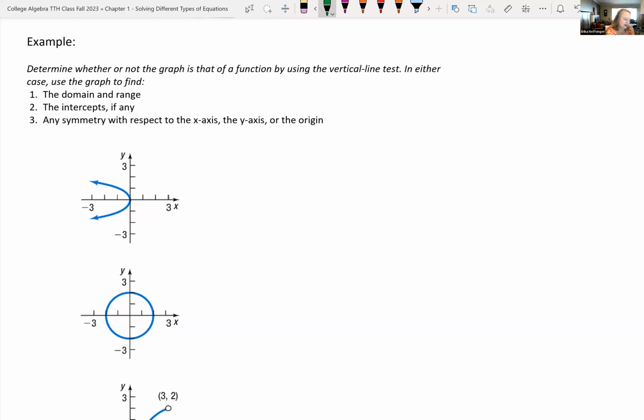Well, here's a scenario where I draw one vertical line and it's intersecting the graph more than 1 time. And since this is intersecting the graph more than 1 time, this is not a function. So there's multiple places in this graph where one x value corresponds to 2 different y values. Okay, so this is not a function. But it still has a domain and range, and it still has intercepts.